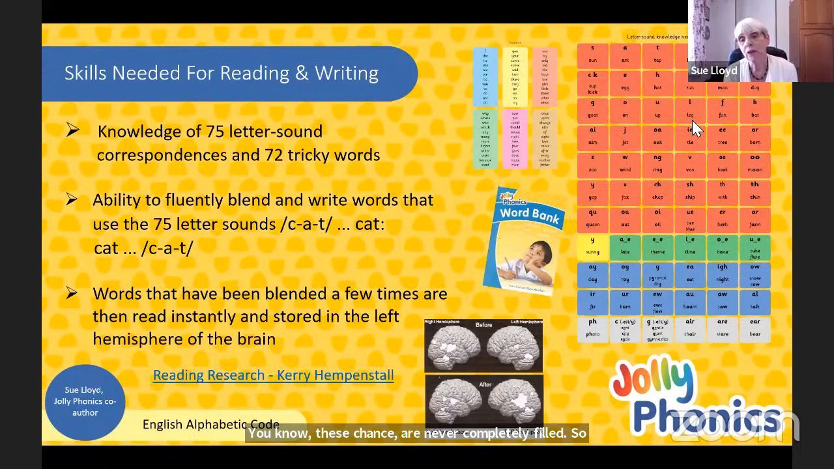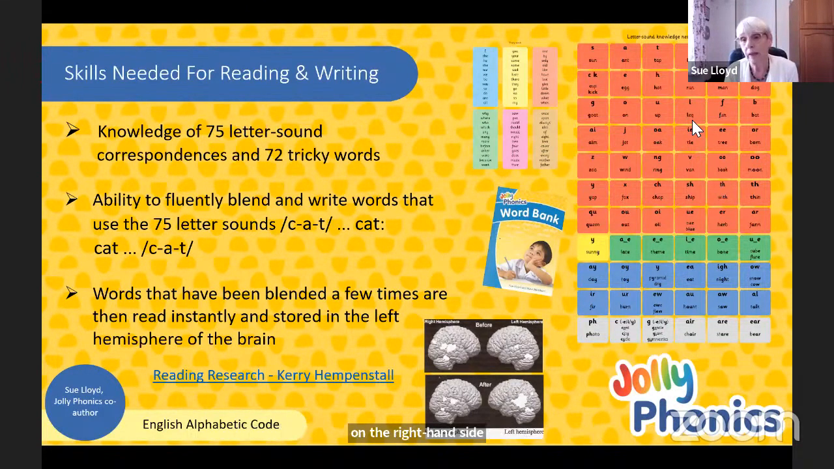Now, this is quite a useful slide. I like this one in that it gives you an overview of exactly the code that needs to be taught first and how much of it. And this is roughly what we teach in the first year. In some countries where English isn't the main language, they may take a bit longer. But you still want to keep up a good pace when you do the teaching, because there's a lot of learning. Now, here we've got the 75 letter sound correspondences on the right-hand side.